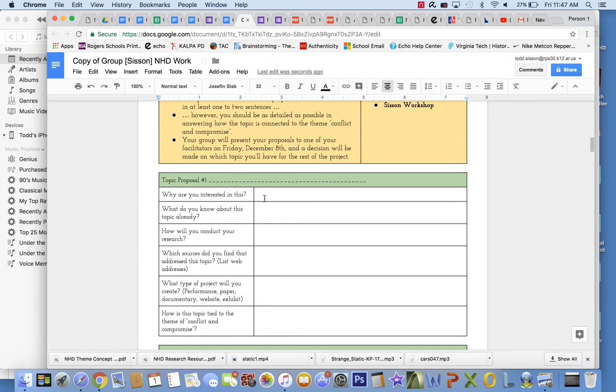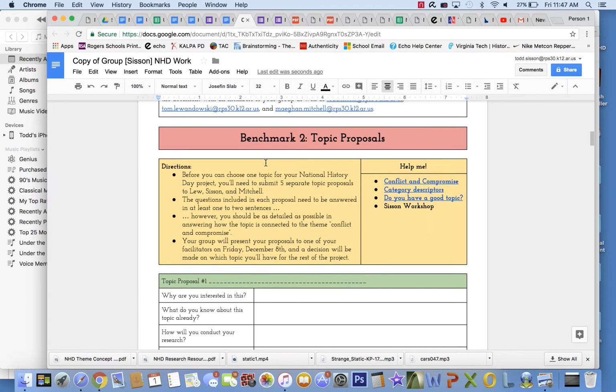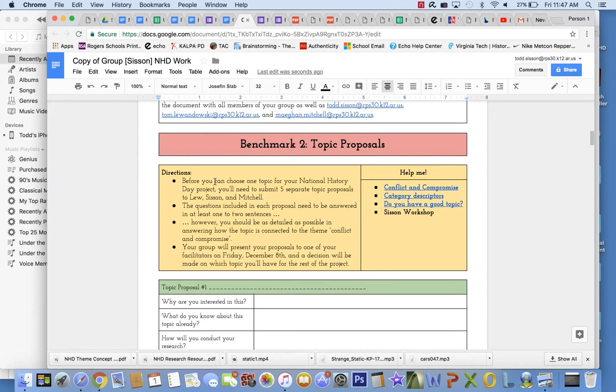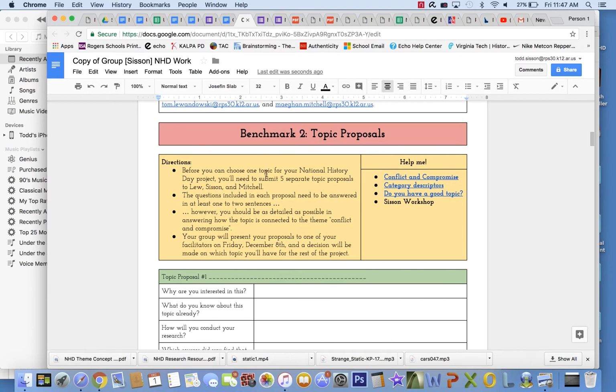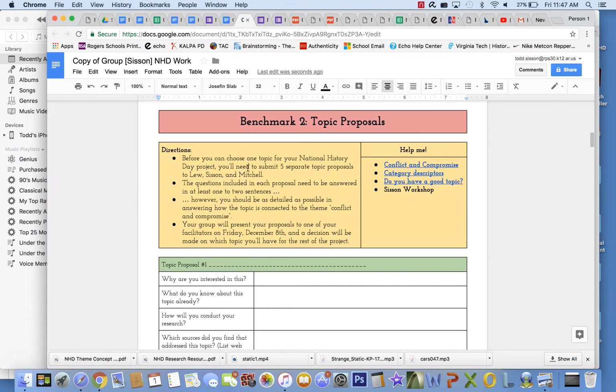It needs to be kind of unique, and it needs to be something that has the theme conflict and compromise in it. So I want to take a quick look at this and read this before we start. Before you can choose one topic for your National History Day project, you'll need to submit 5 separate topic proposals to Liu, Sisson, and Mitchell.